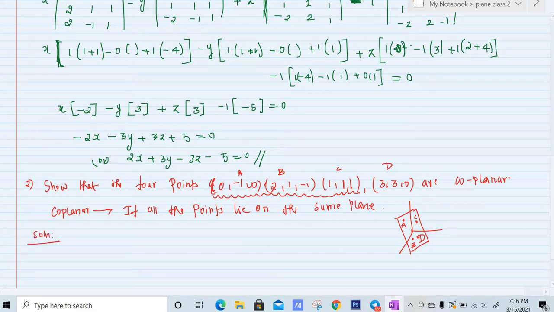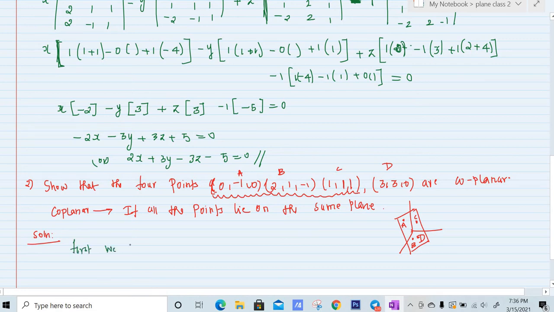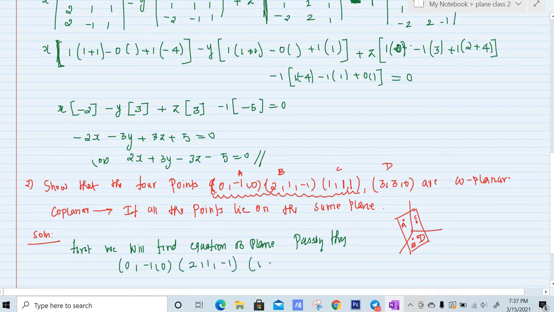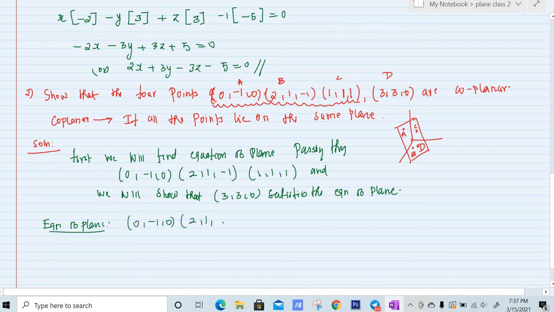Solution. So first we will find the equation of the plane passing through 0, minus 1, 0; 2, 1, minus 1; 1, 1, 1, and we will show that the 4th point 3, 3, 0 satisfies the equation of the plane, right? So first we will find the equation of the plane passing through these 3 points, right?